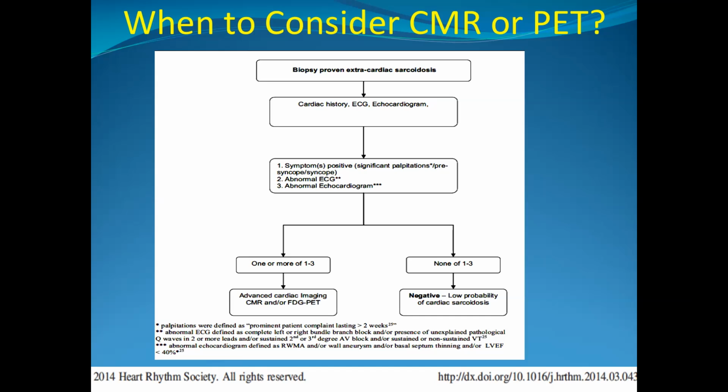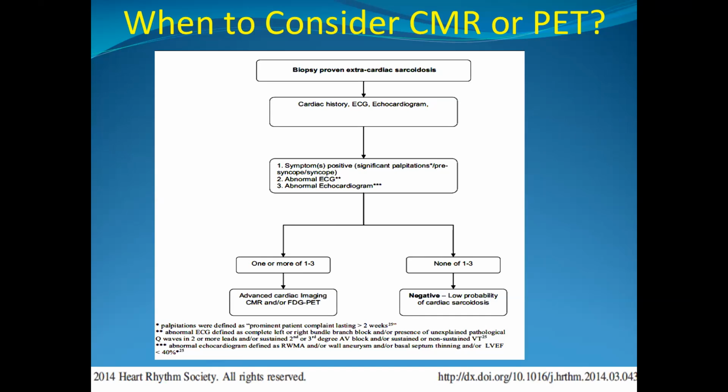The one thing I would mention is I think we should do CMR and FDG PET as complementary rather than one or the other once we go down that path. And the simple reason being CMR doesn't pick up early inflammation as well as FDG PET, and FDG PET doesn't pick up minimal fibrosis as well as CMR. So I think both work hand in hand.